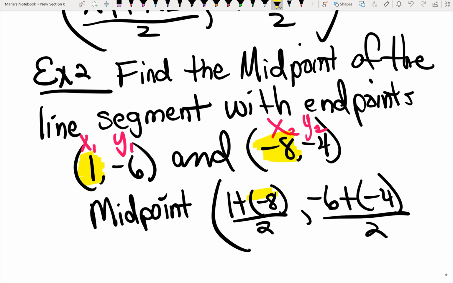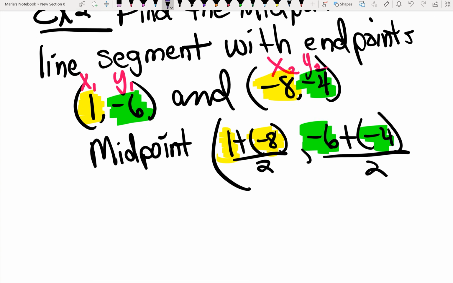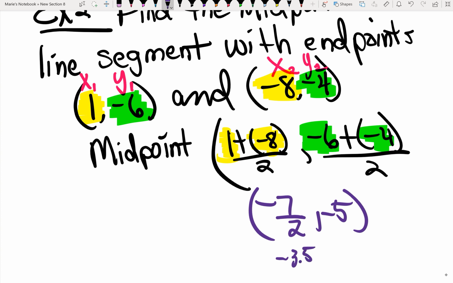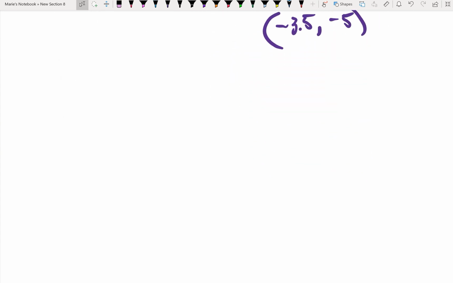We're adding them together, so there's your -8, there's your 1. And again, the y is -6, -4. We're adding them together. There's your -6, -4. 2 is constant. So your final answer for this one will be a fraction -7/2, comma, -5. And yes, this is -3.5, comma, -5. So you can write them respectively in either way. All right. Remember, this is a video. You can pause and move it forward as you need.